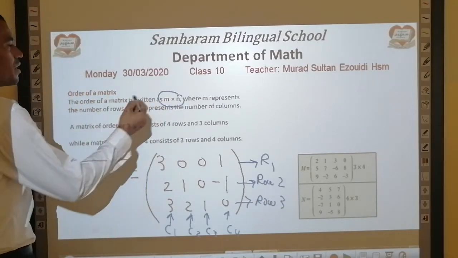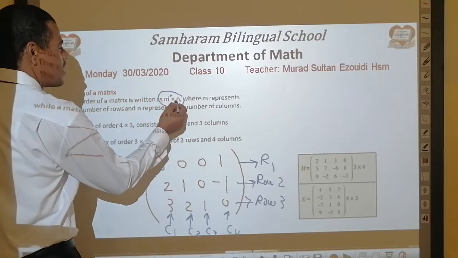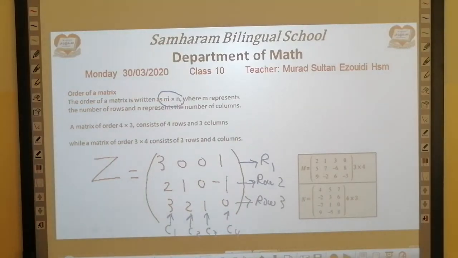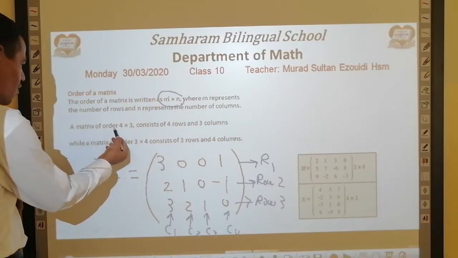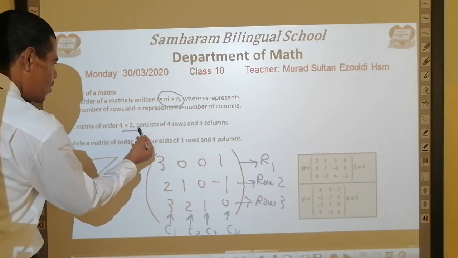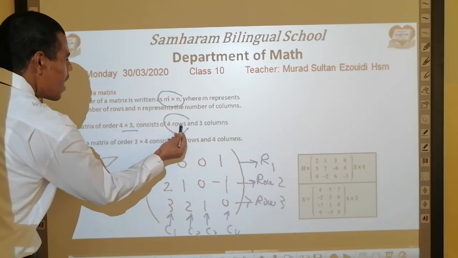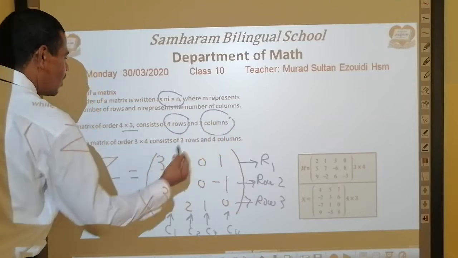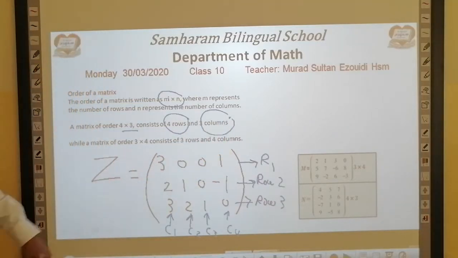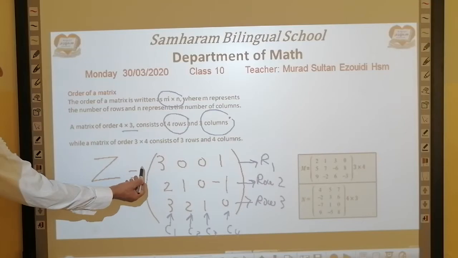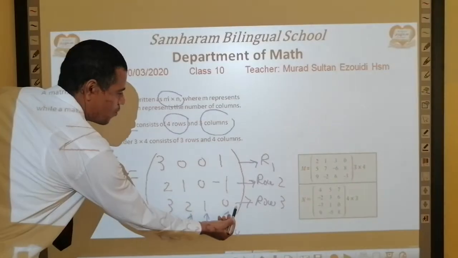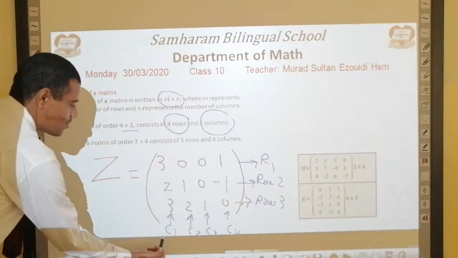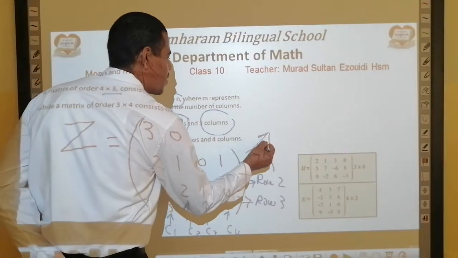The order of the matrix is written as M multiplied by N. This means we have M rows and N columns. M represents the number of rows, and N represents the number of columns. A matrix, for example, of order 4 by 3 consists of 4 rows and 3 columns. For example, here what do we have? We have a matrix with how many rows? With 3 rows. And how many columns? With 4. So I'll just write this one.